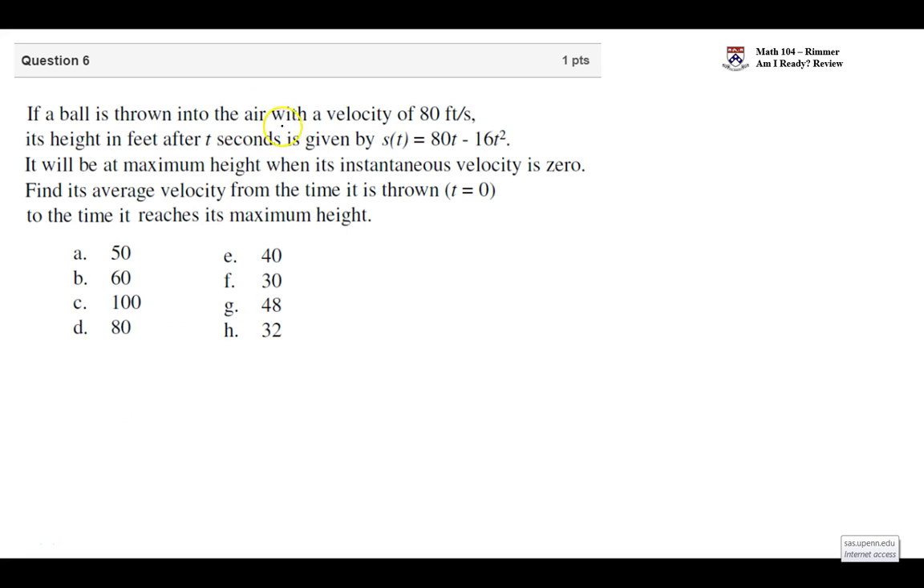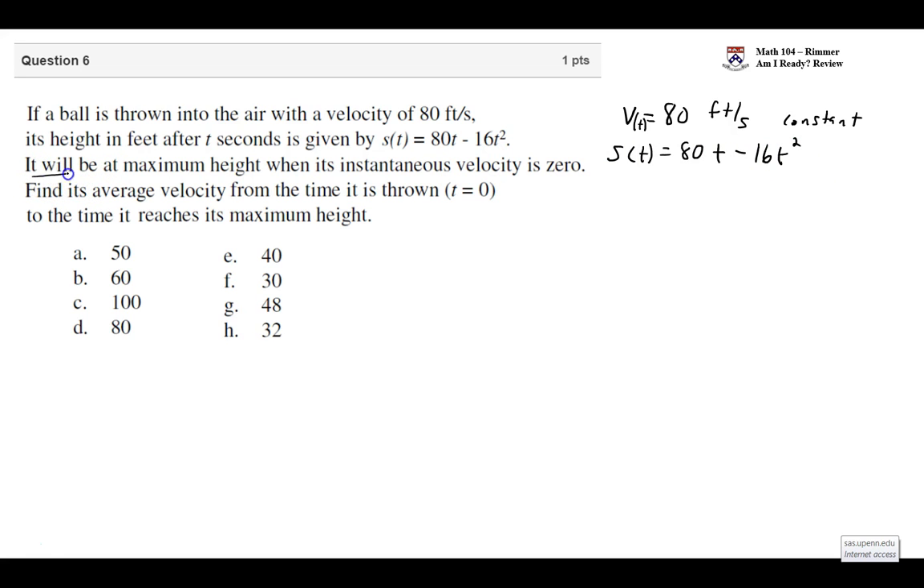A ball is thrown into the air and the velocity is equal to 80 feet per second. The position, velocity is a function of time. Oh, and actually, it seems like velocity is constant. Okay, great. The position is a function of time, and it is 80t minus 16t squared. You don't have to worry about where these formulas are coming from. We just have to be able to use them to answer the question.